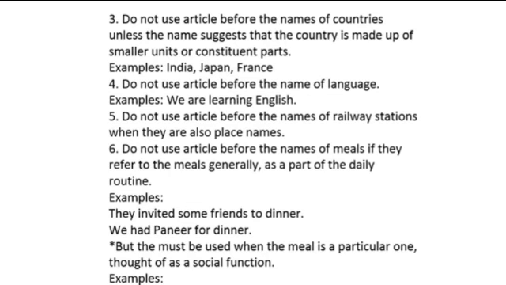And then rule number four: do not use an article before the name of a language. We mentioned this already. Here we can see the example: we are learning English. English is the language, and before that I cannot use an article. If I use the definite article, it makes it the nationality. That also we have discussed earlier. Rule five: do not use an article before the names of railway stations when they are also place names. If the names of the railway stations are place names, again that falls under the proper noun rule, so do not use one.